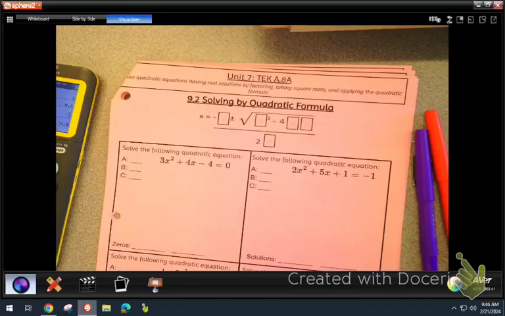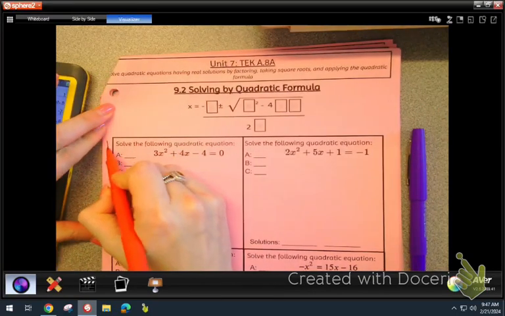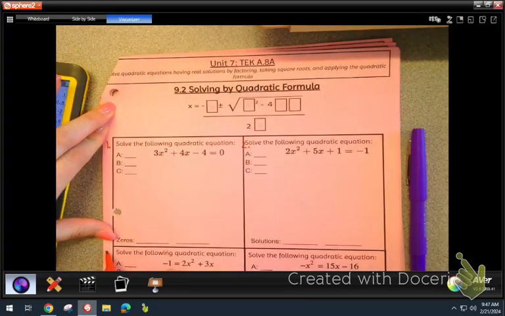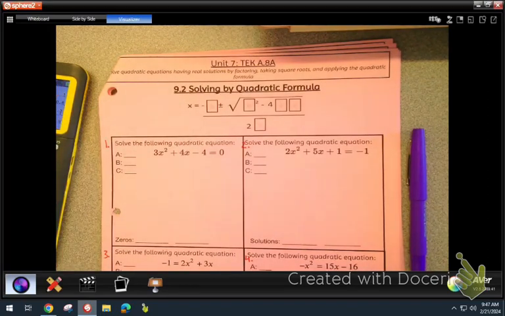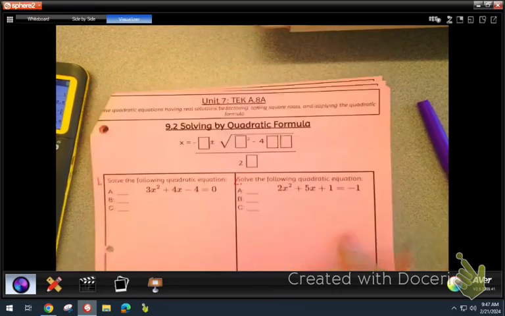Let's number these 1, 2, 3, and 4. Number 1 I think you can do on your own. Let's do 2 and 4, and then you're going to do the other on your own. All right, let's write our steps.